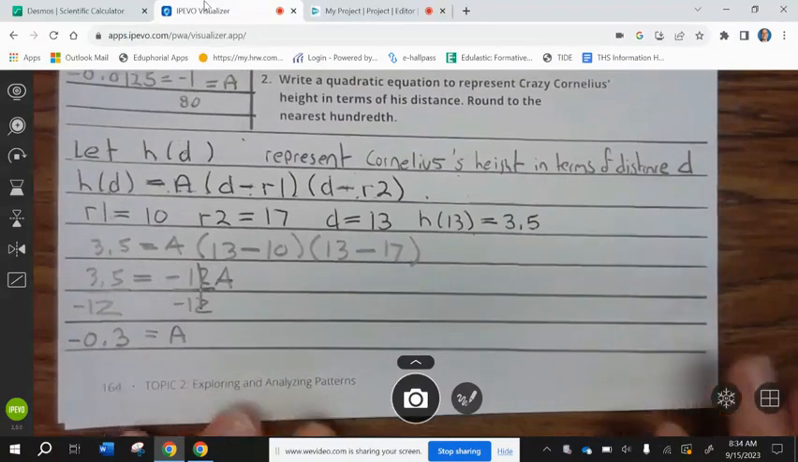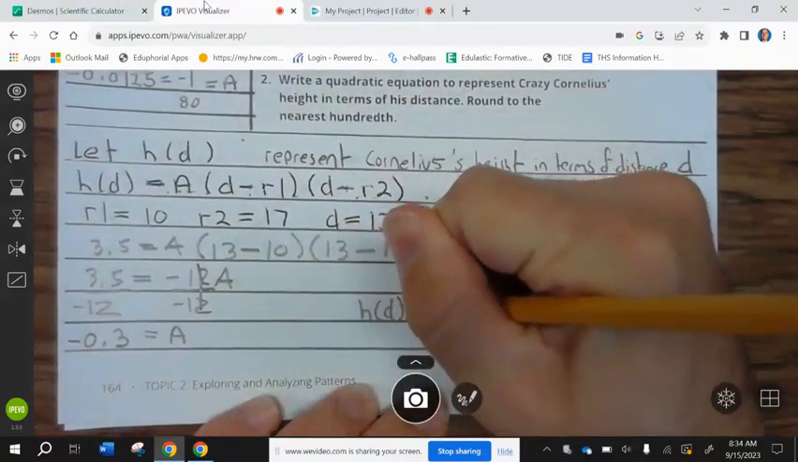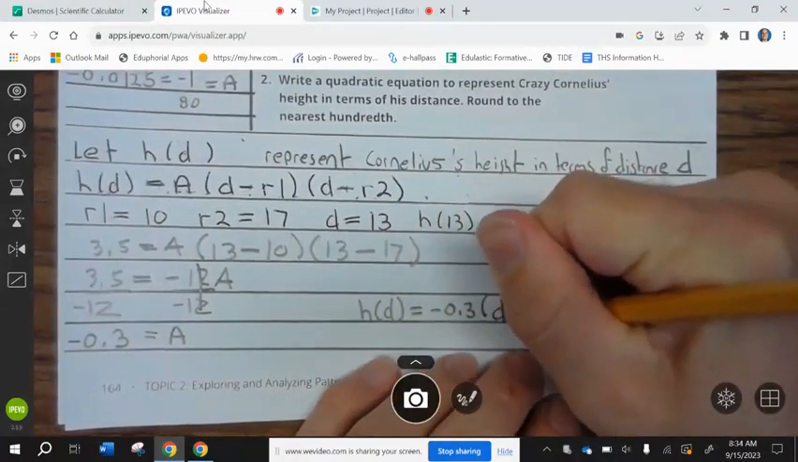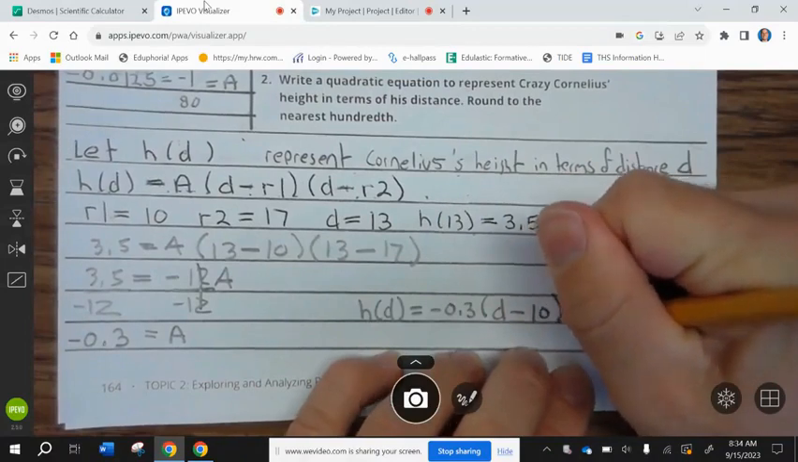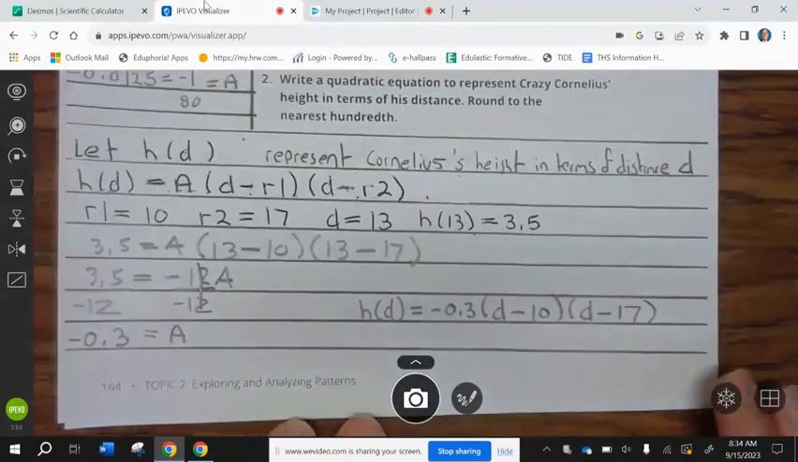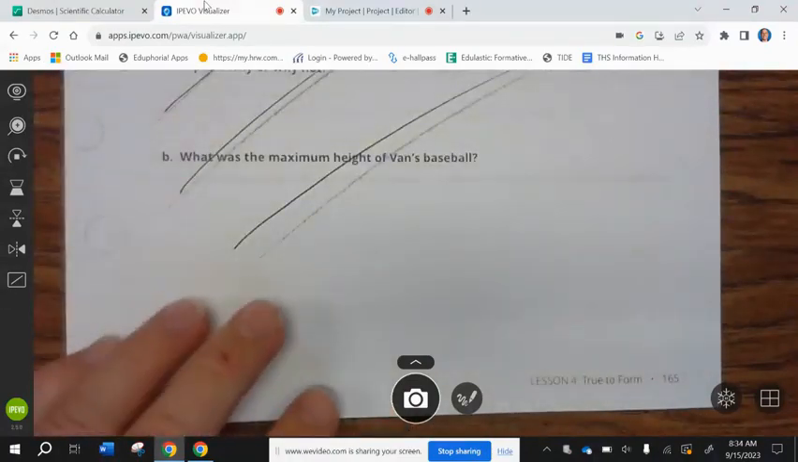Okay, now we have a, we can write our equation. So h of d equals negative 0.3 parentheses d minus 10 times d minus 17. All right, go ahead and finish up number 2. All right, let's take a look at it.